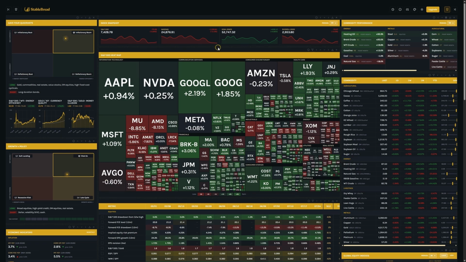So what I'm going to do now is just turn everything off, and then we'll go through each panel one at a time and explain exactly what it is, why it's there, and how to read it. By the end of this video, you should be able to understand the entire thing, and you'll know exactly what to focus on when you want to get a read on the macro environment.